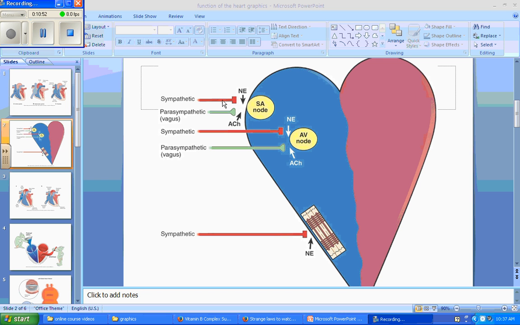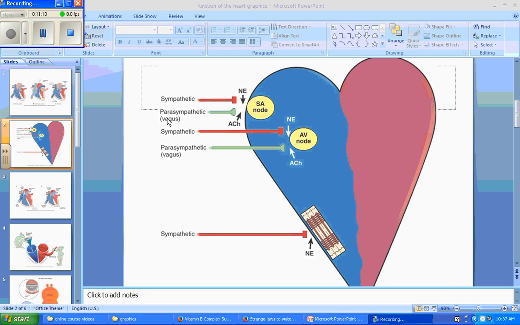Okay, so we have a negative chronotrophic effect from the parasympathetic on the sinoatrial node and a negative dromotrophic effect on the atrioventricular node. There is no innervation into the ventricles by the parasympathetic, so it just keeps on contracting until the stimulus from the sympathetic nervous system is gone.